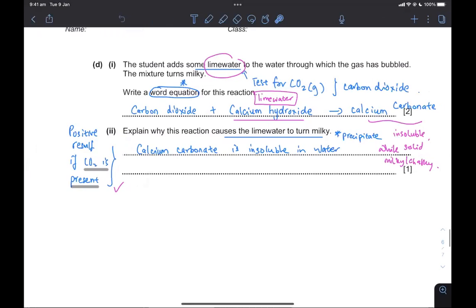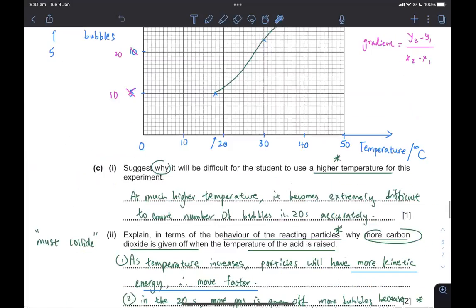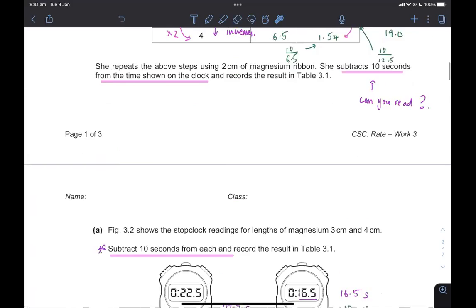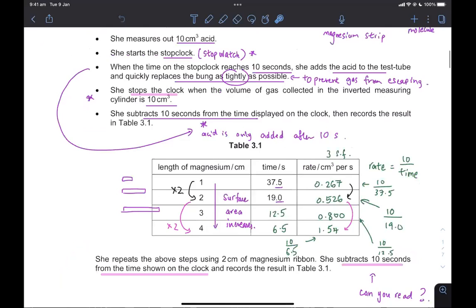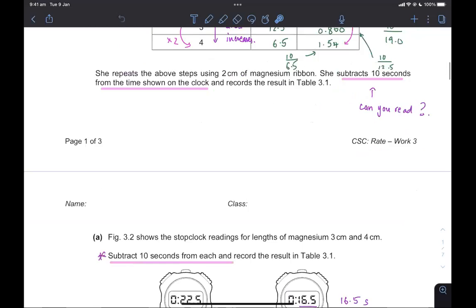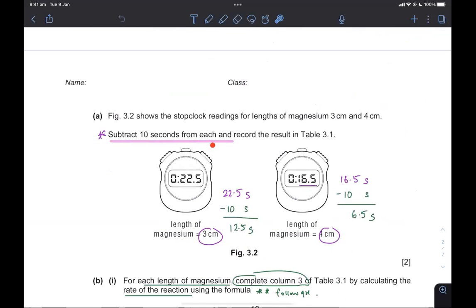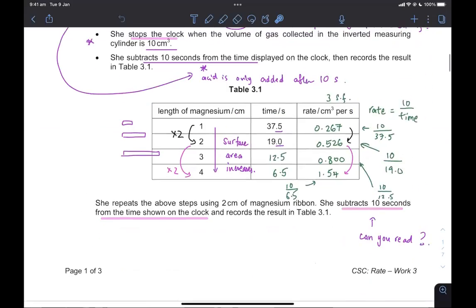Last but not least, I'll go through work 3. So work 3 was the last work you did. It's a bit long, but the same idea: collection of gas, work out from this thing, subtract 10 seconds from each. You have 2 hands.